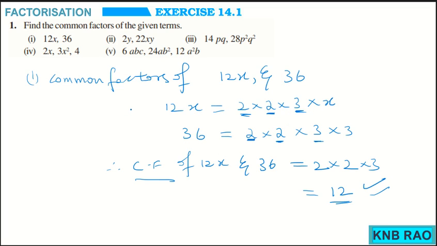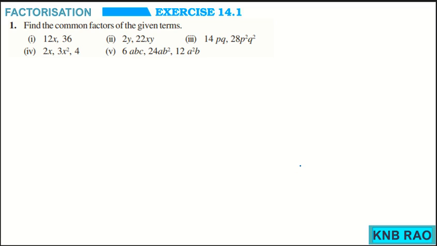Okay, children. So, I will do one more question, but for the rest of the things I will quickly tell the common factor, okay, for your help, but not solve how I have solved like this. Now, coming to the next question, in this 1 to 5, let me solve fifth one.